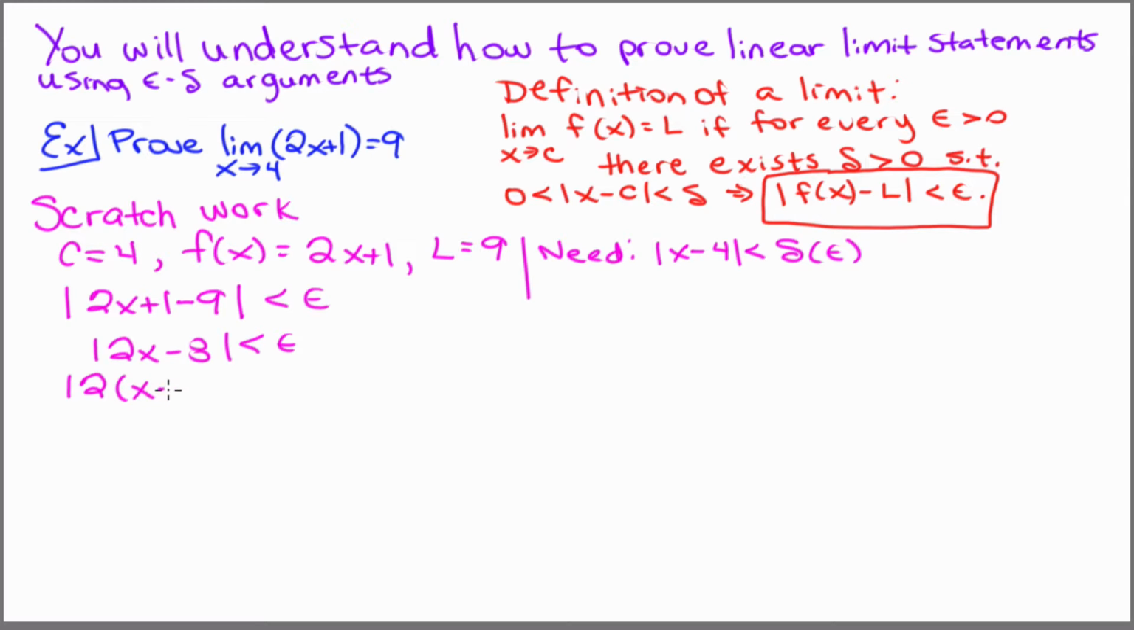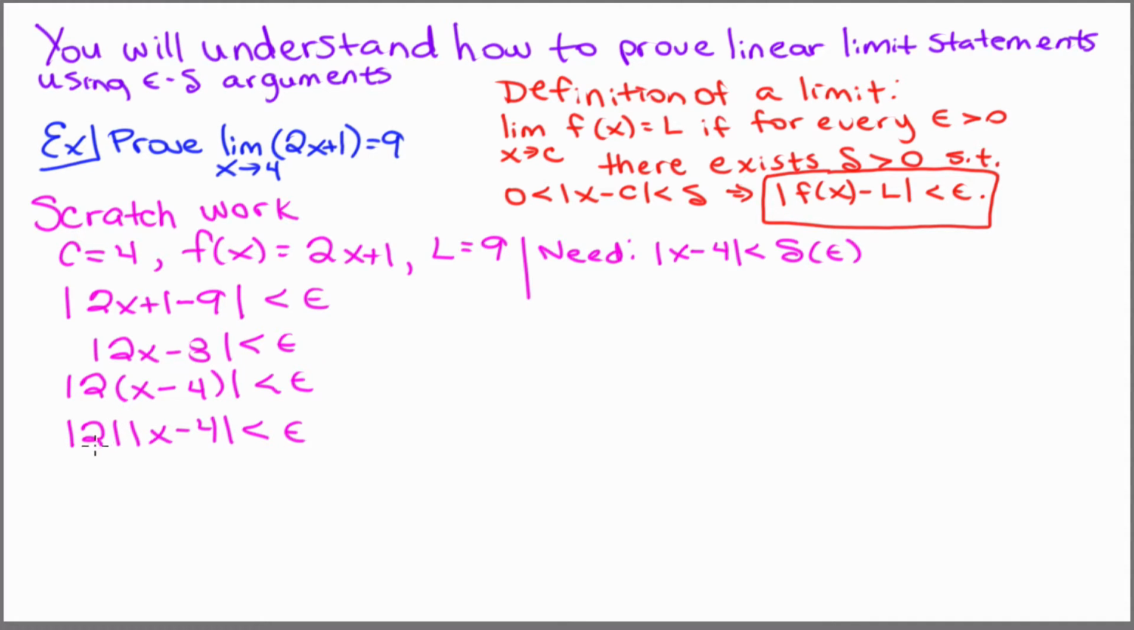Now we can factor out 2 and collect the other term. Notice this is the same as the absolute value of 2 times the absolute value of x minus 4. It will not change that at all. We almost have this form. Almost. We have the absolute value of x minus 4, but we have this absolute value of 2 over here that we need to move to the other side.